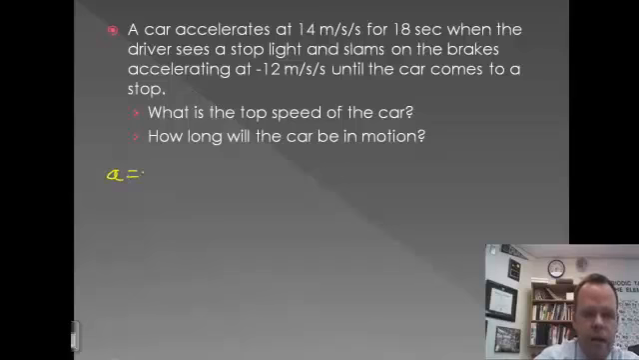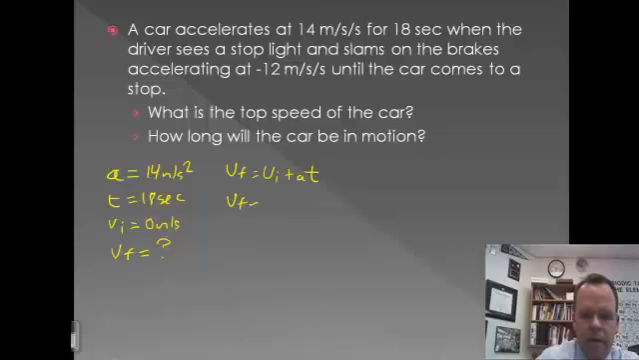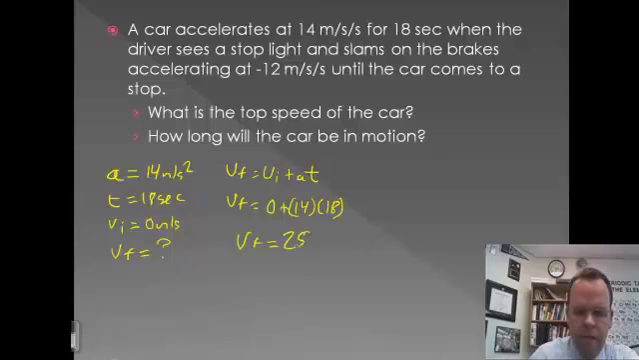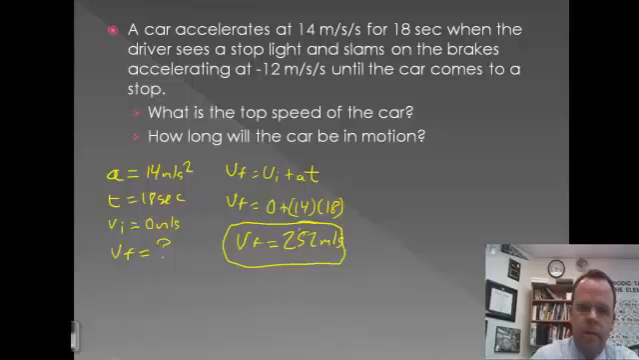In the first part, the acceleration is 14 meters per second squared. The time is 18 seconds. The initial velocity was 0, and we're looking for the final velocity. So we'll use V final equals V initial plus At. V final equals 0 plus 14 times 18. So our final velocity, 252 meters per second. So that answers part 1.